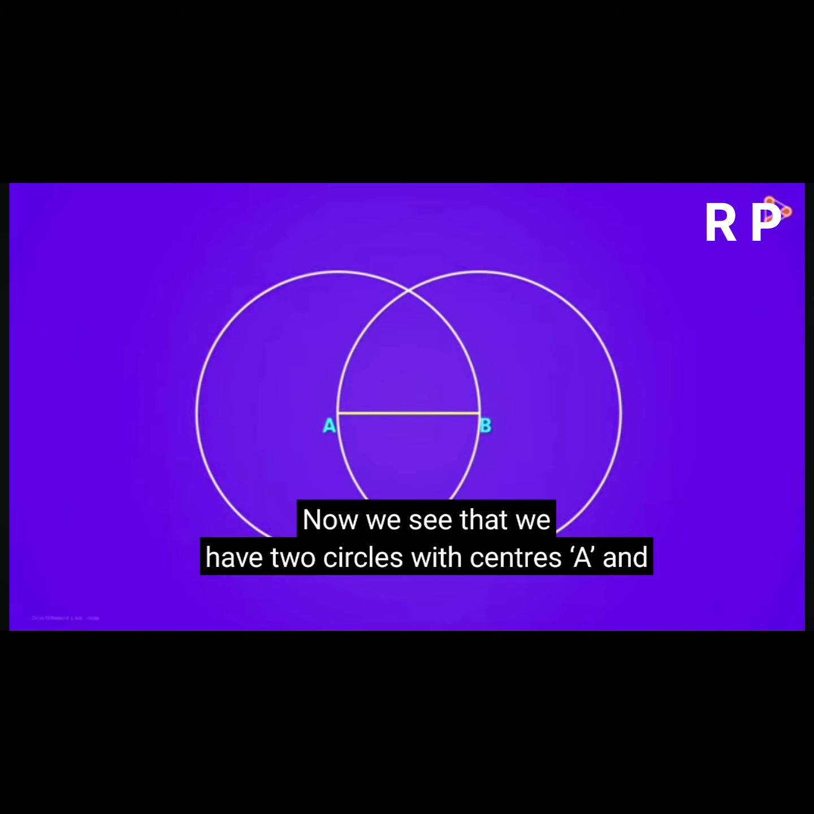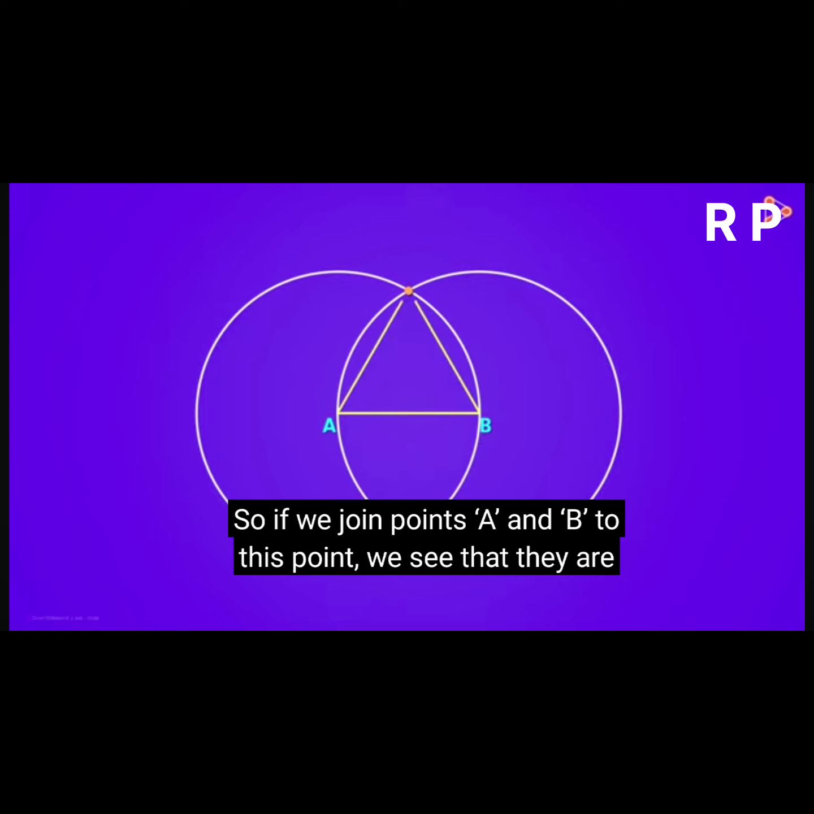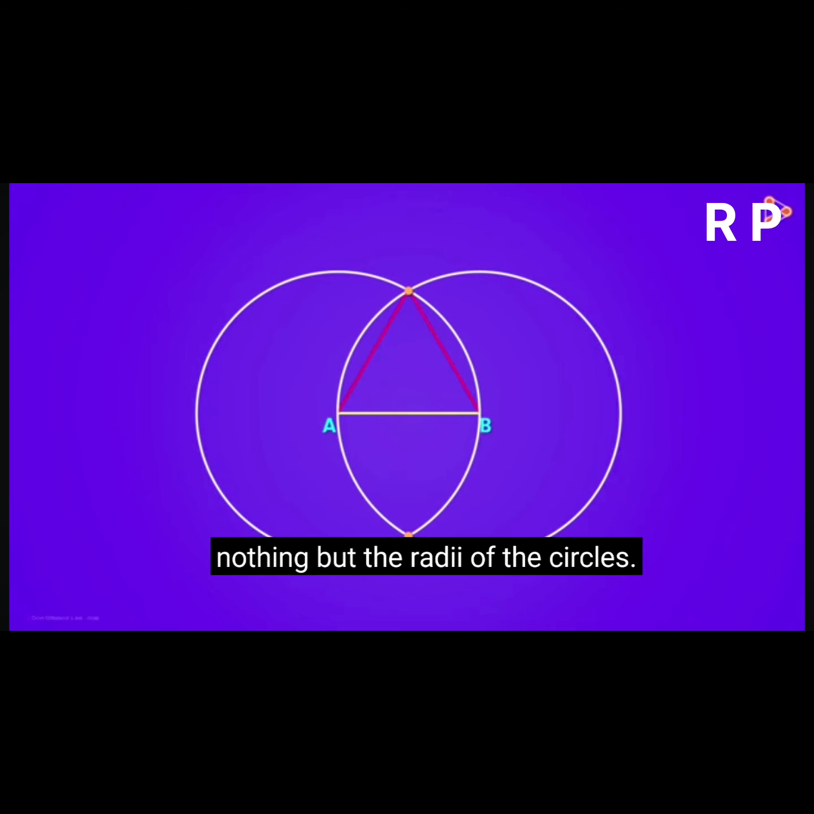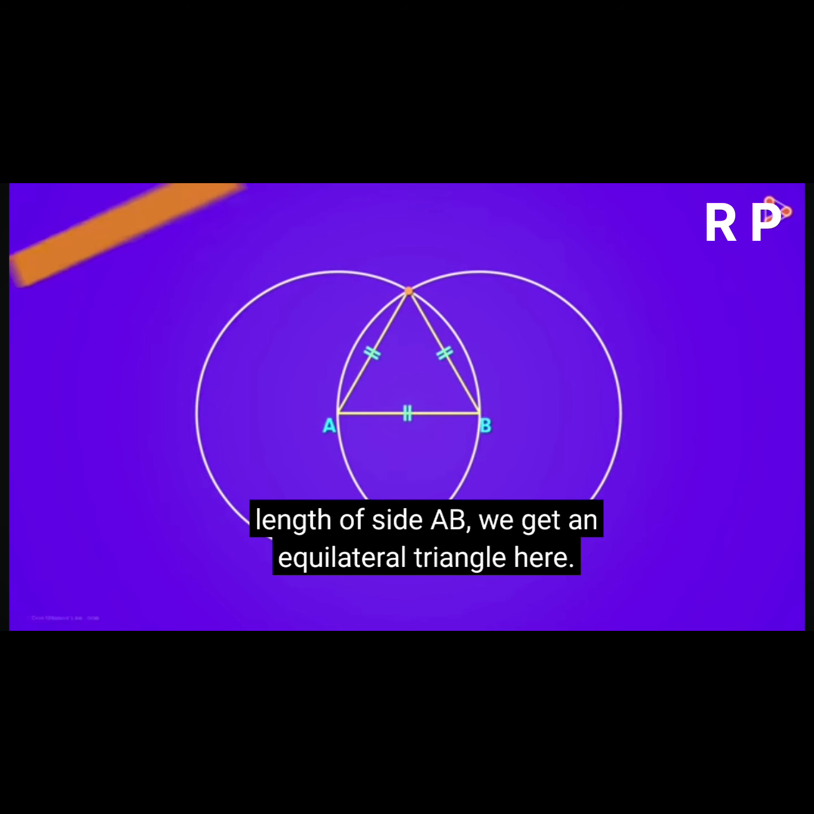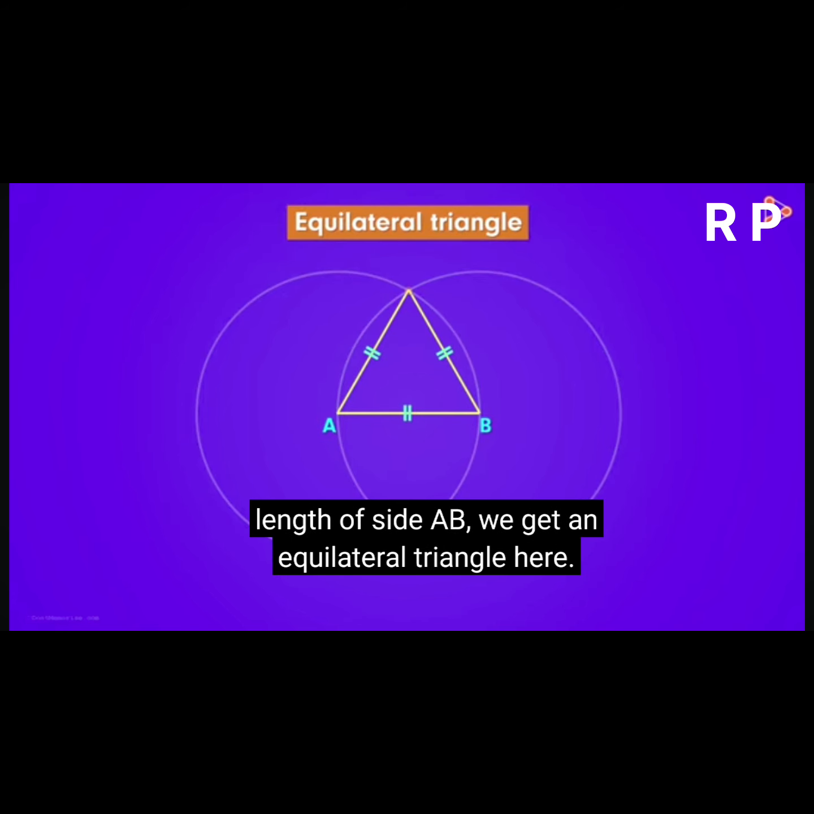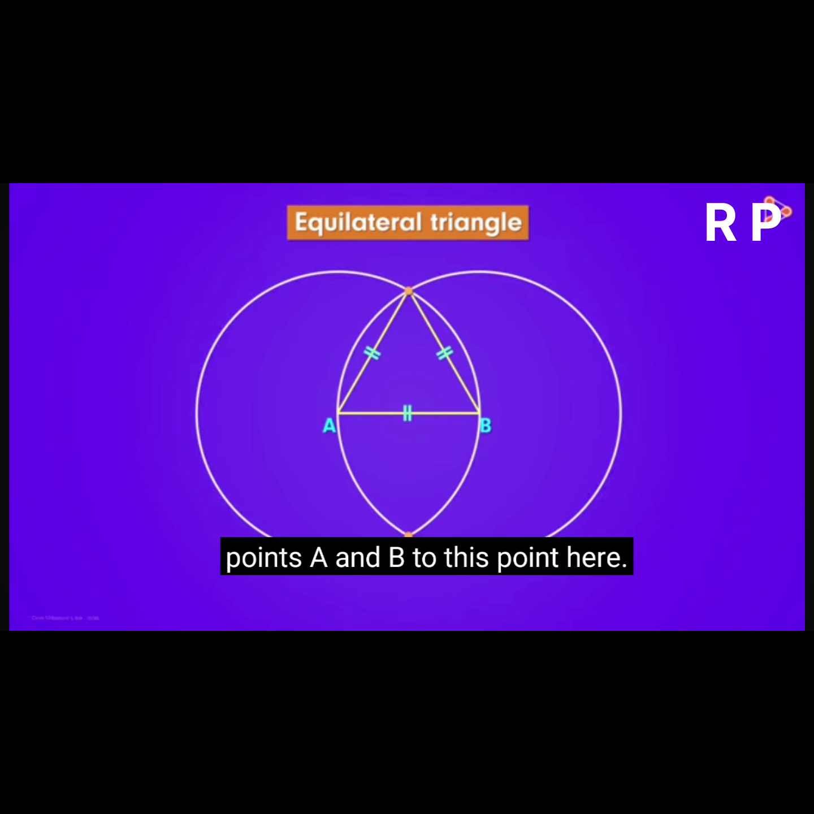Now we see that we have two circles with centers A and B, and both these circles intersect at these 2 points. So if we join points A and B to this point, we see that they are nothing but the radii of the circles. And since the radii of both the circles are equal to each other and also equal to the length of side AB, we get an equilateral triangle here. We will get an equilateral triangle even if we join points A and B to this point here.